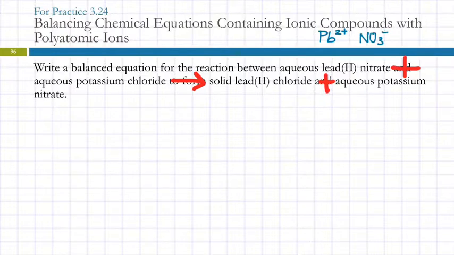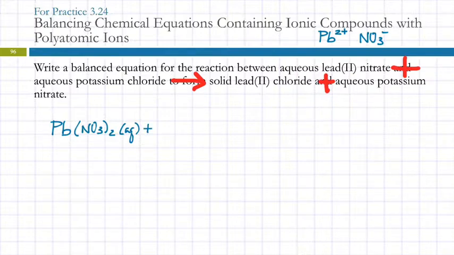Once we have those formulas with the charges, we can look at their relative charges, and we see that we need 2 nitrate ions to go with 1 lead ion, so the charges add up to 0. So over here I've got Pb. I need 2 nitrate ions, and that's a polyatomic ion, so I'm going to put that in parentheses and put the 2 on the outside. It's aqueous, so I'm going to put aq as the state symbol.